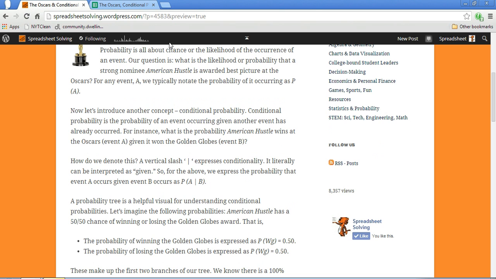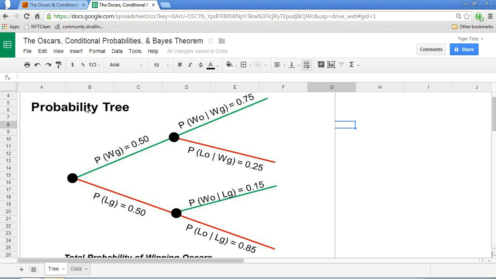Okay, so how do we denote conditional probability? Well, we use a vertical slash. And we can also use a probability tree, which we have shown here in our Google spreadsheet. In this image, we have a probability tree, and I'm going to walk you through it. This tree will allow us to visualize the conditional probability and enable us to eventually solve the total probability of the movie American Hustle winning the Oscars.